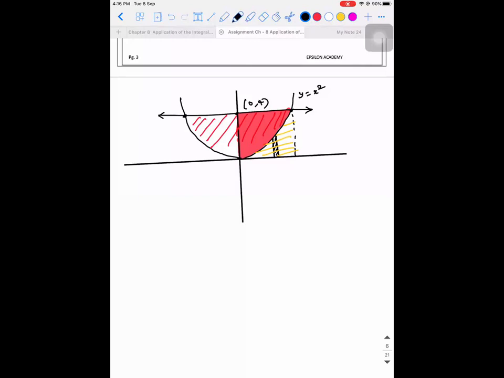Okay. So when you have these kinds of problems, you need to find the points of intersection. Points of intersection of the curves. So here you have two equations, y is equal to 4 and y is equal to x square. Two equations, two unknowns. Substitute y is equal to 4 here. So 4 is equal to x square. x is equal to plus or minus 2. So this point is 2 comma 0 and this point is minus 2 comma 0.